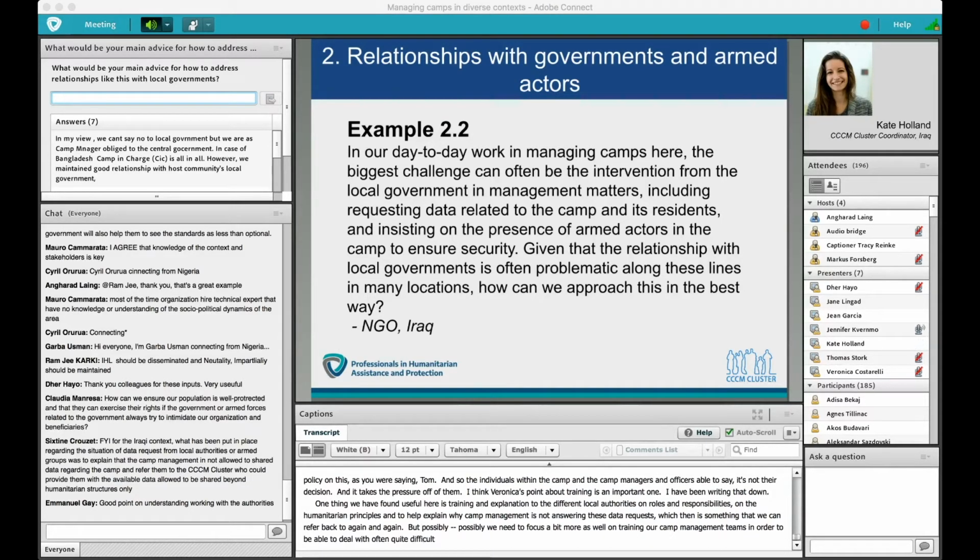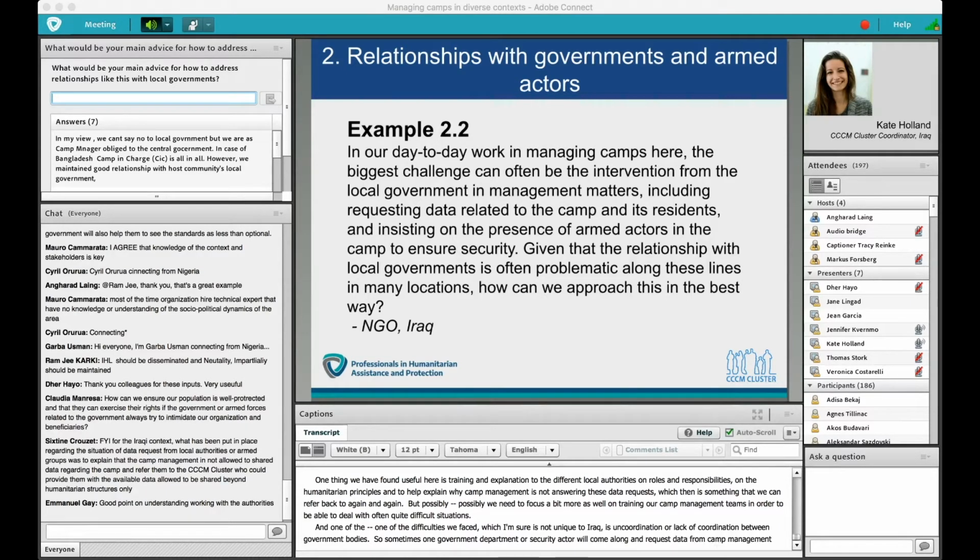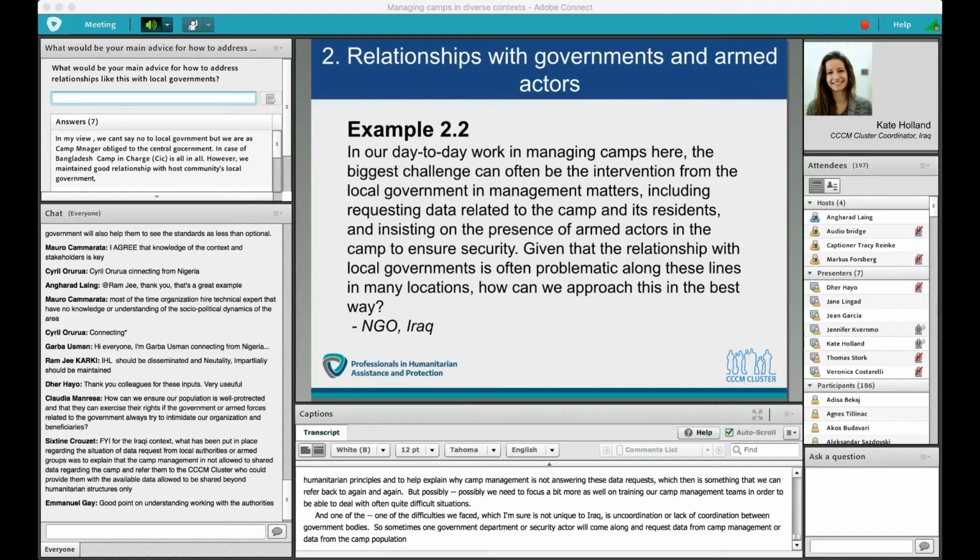And one of the difficulties we face, which I'm sure is not unique to Iraq, is lack of coordination between government bodies. So sometimes one government department or security actor will come along and request data from camp management or data from the camp population that, in fact, one of their other counterparts hold. As much as we try to keep good coordination within the humanitarian sector, sometimes we're also dealing with difficulties in coordination with our government counterparts.